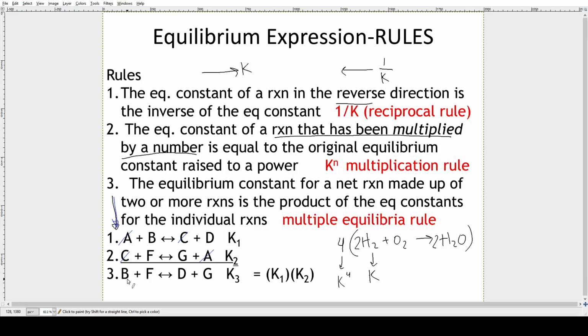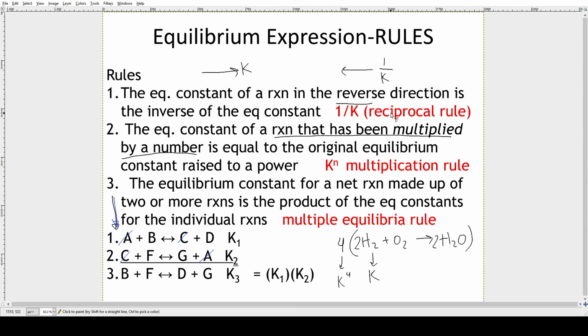And these 2 reactions combined together just leaves us with B plus F goes to D plus G. So if I had an equilibrium constant of K1 for equation 1 and K2 for equation 2, equation 3 would be K1 times K2.